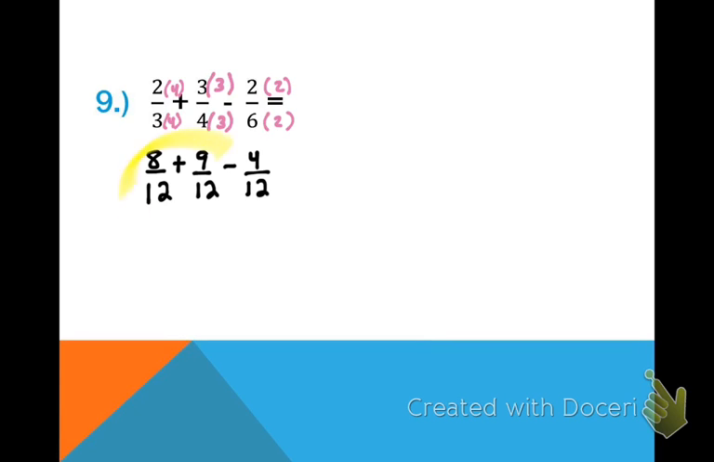So let's look at this first part first. 8/12 plus 9/12 equals what? 17/12. Then you're going to take 17/12 and subtract 4/12. What do you get? 13 over 12. 13/12. Okay, am I finished? No. Why not? Because you have to do 12 into 13. All right, so what's your final answer?